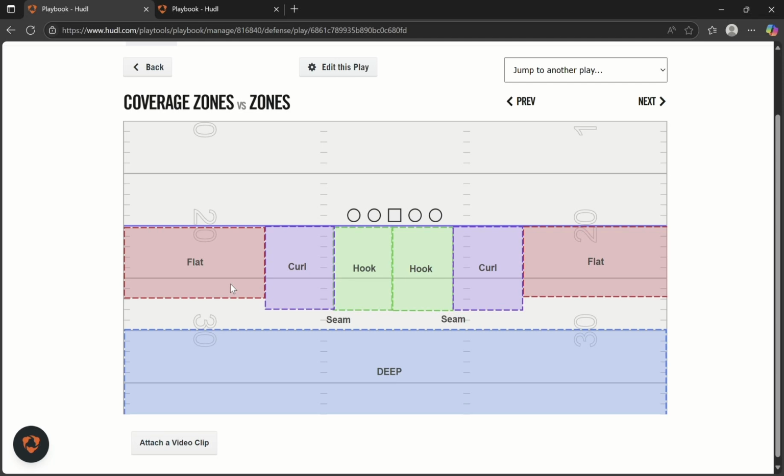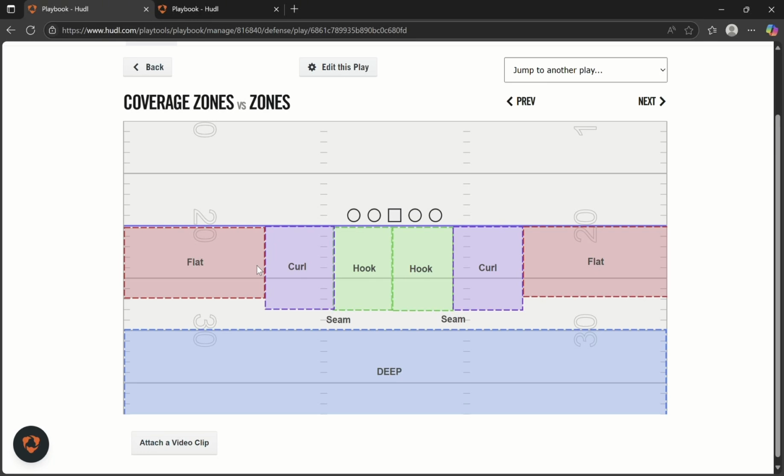For the flat zones, that's anywhere from the sideline in between the numbers and the hash. So from the line of scrimmage back to 7 yards, and from the sideline to splitting the hash and the numbers, or the alley. We call that the alley.